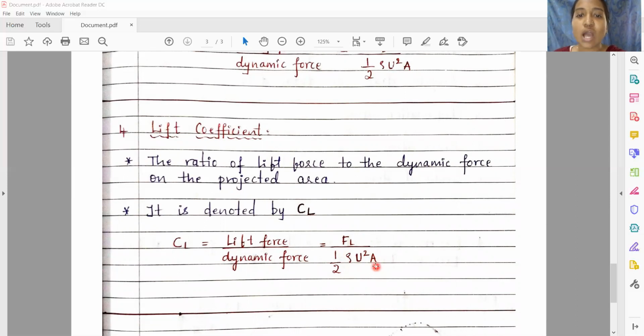So this was the introduction to flow around submerged bodies, the definitions of drag and lift, and the definitions of the drag coefficient and lift coefficient. This is all for this session.